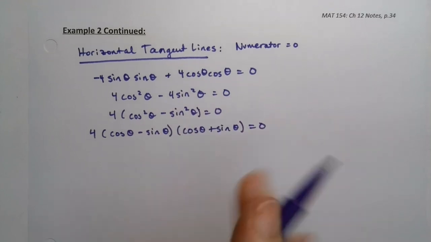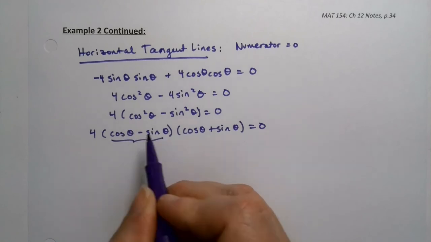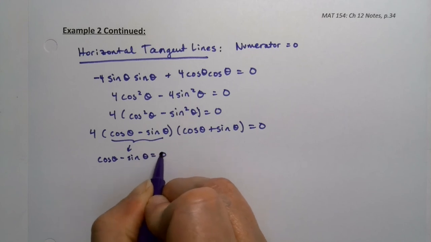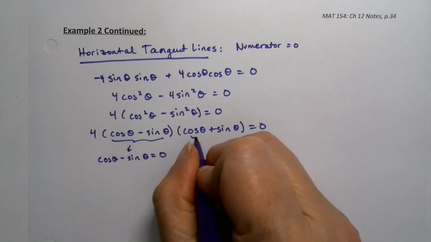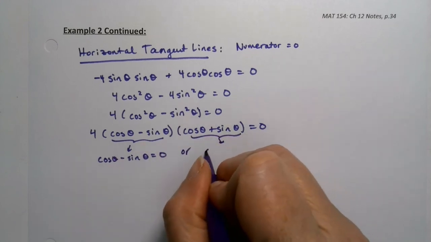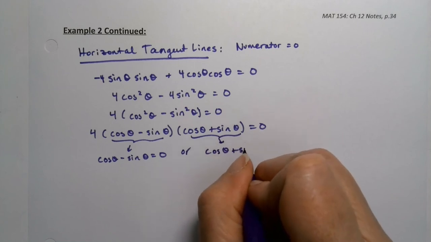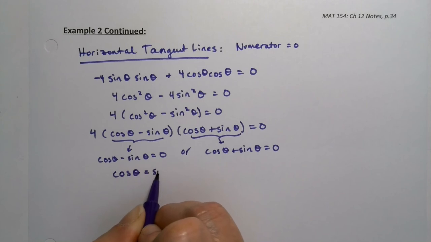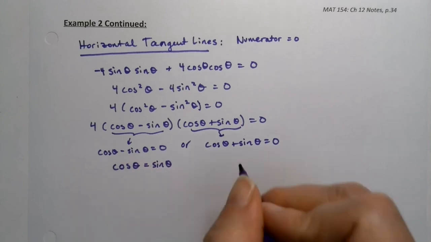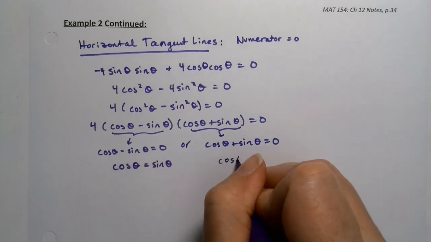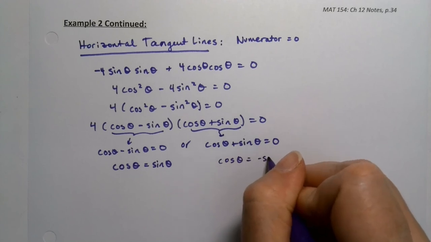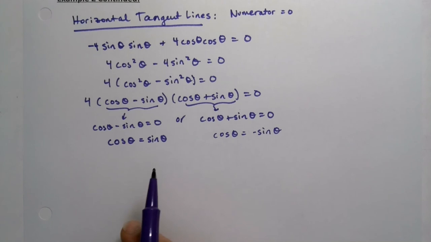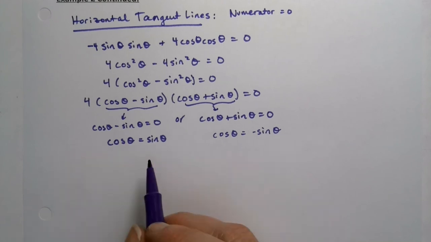And if that's the case, then either this piece is 0, which would mean cosine of theta minus sine of theta equals 0, or this piece is 0. This would mean that the cosine of theta is equal to the sine of theta. This would mean that the cosine of theta is equal to the negative sine of theta. Or in other words, well, let's just leave it at that.